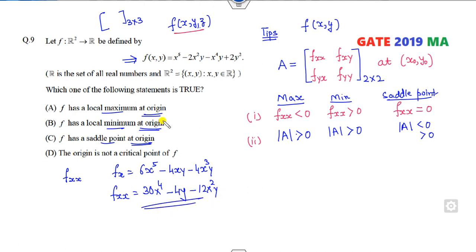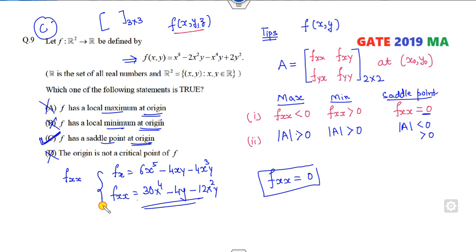So what is the value at the origin, 0, 0? So fxx is 0. Once it's 0, it satisfies this property. So saddle point is the right answer. So the correct answer is C.